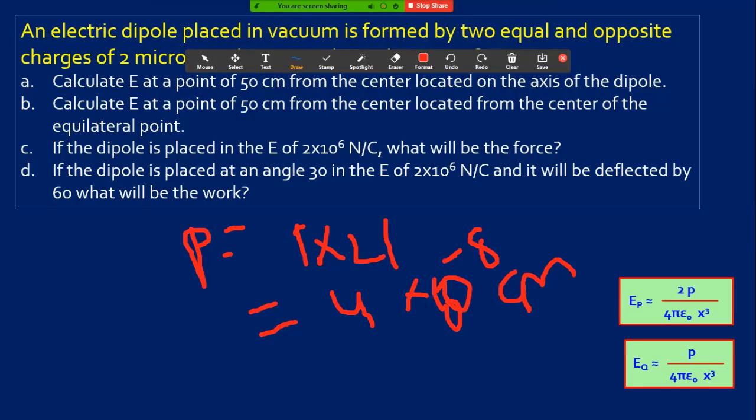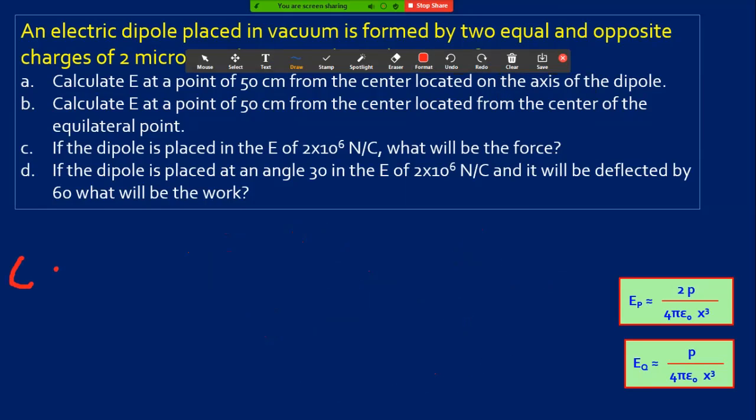The value of P is here, and x is 50 centimeter. Now it is very easy to find out the value of the electric field intensity. So let's see.